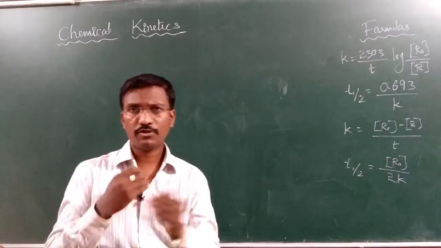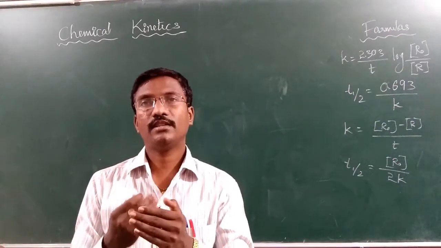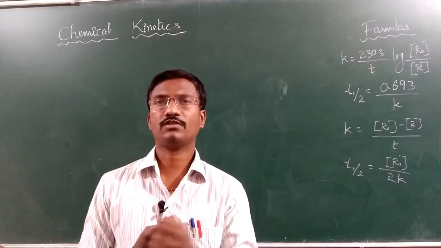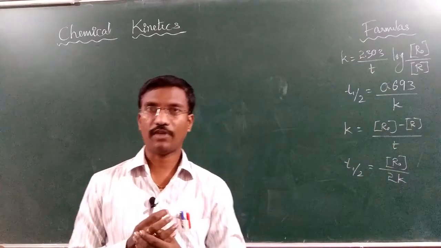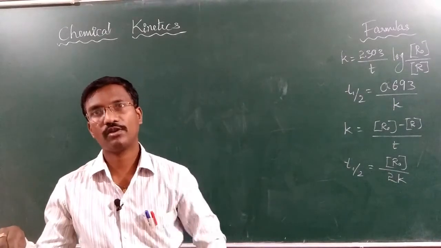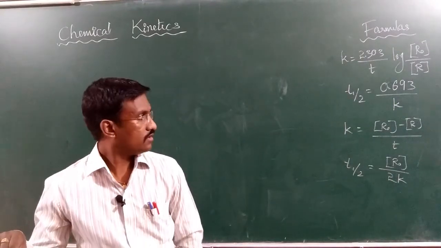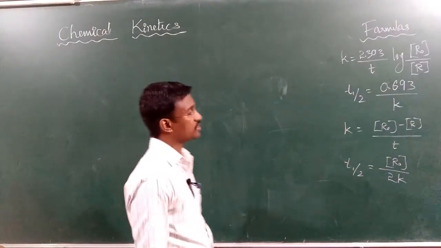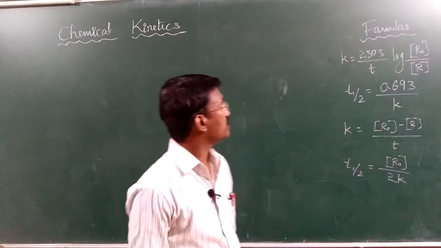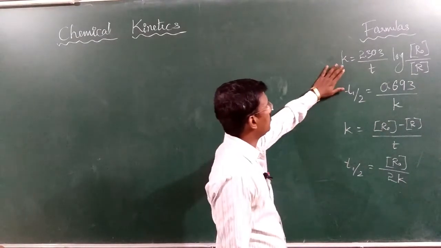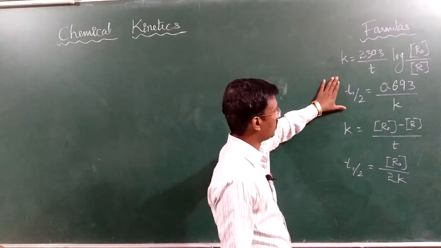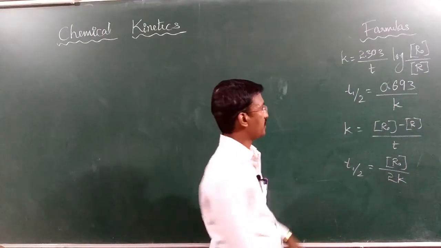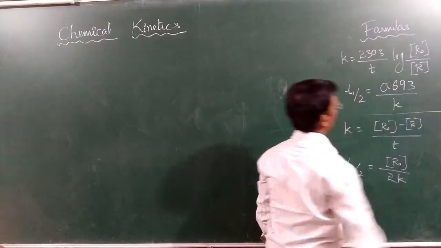Before this, you already know that problems on calculating the order of the reaction will be asked for 1 mark or sometimes 2 marks. I hope you are already familiar, because in the theoretical part I gave some homework. Coming to the problems, let's begin with zero order and first order. These are the formulas: this is the first order reaction and the half-life of first order, and this is the zero order reaction and the half-life of zero order. Based on these two, we will solve the problems.